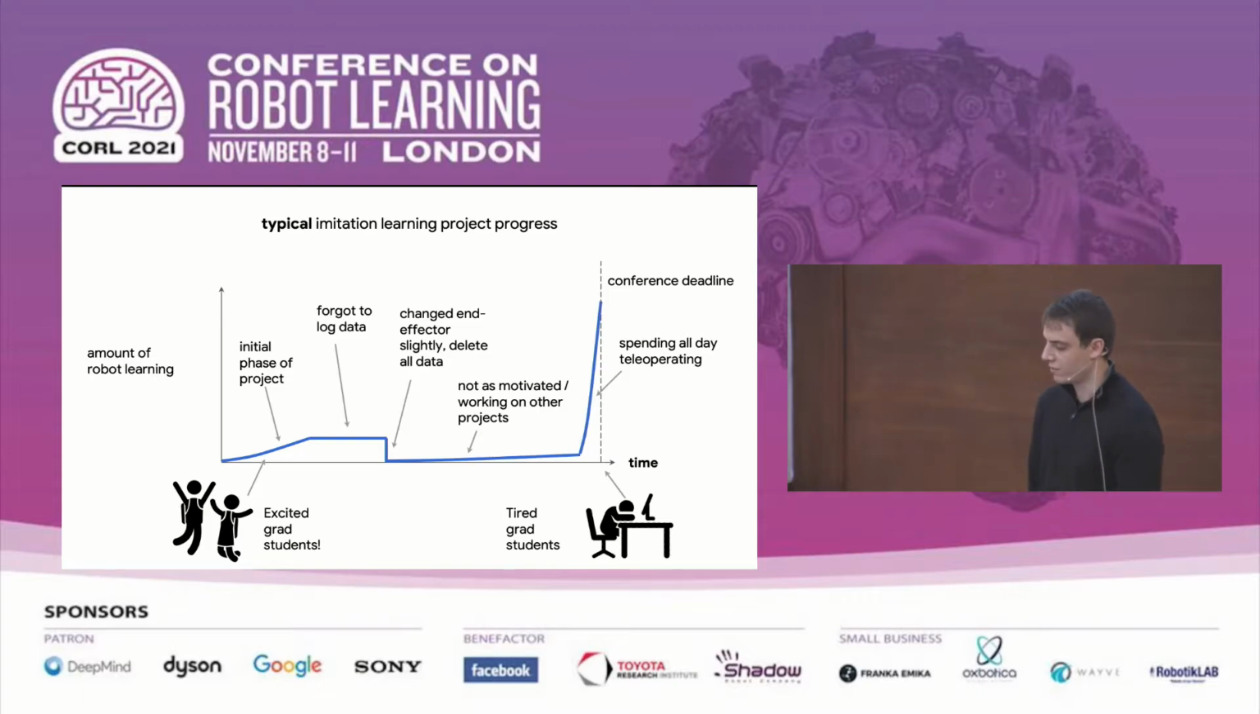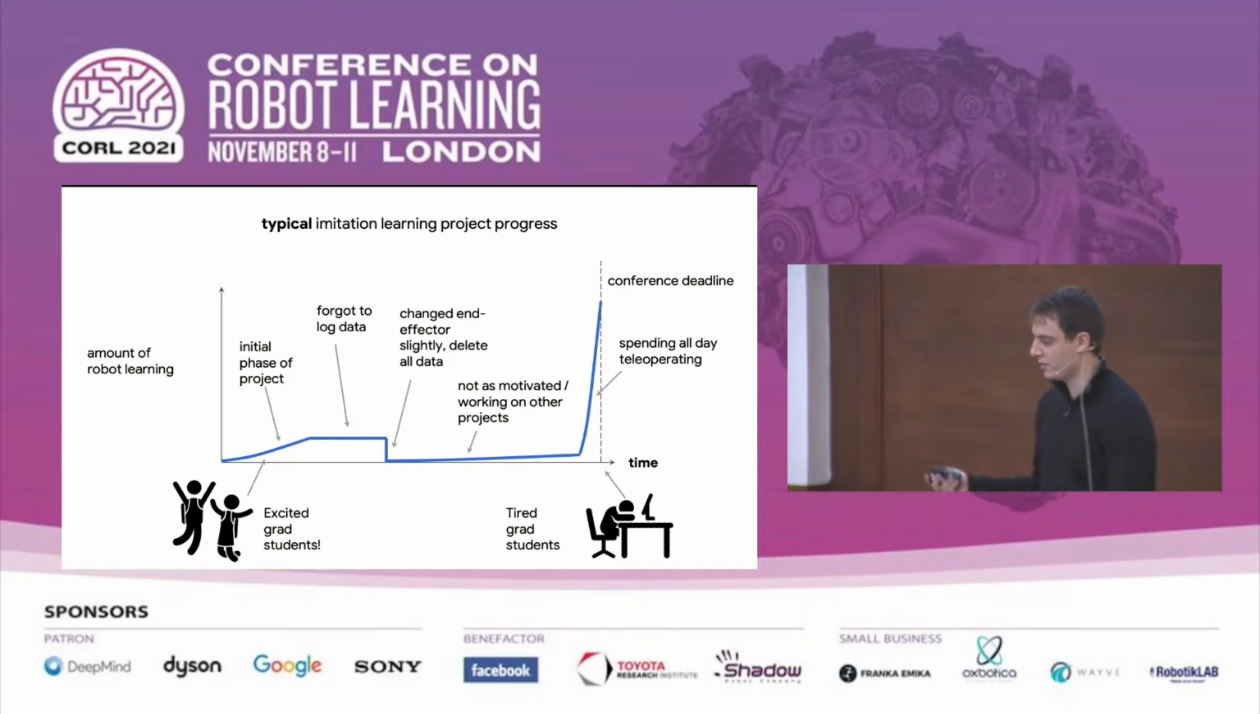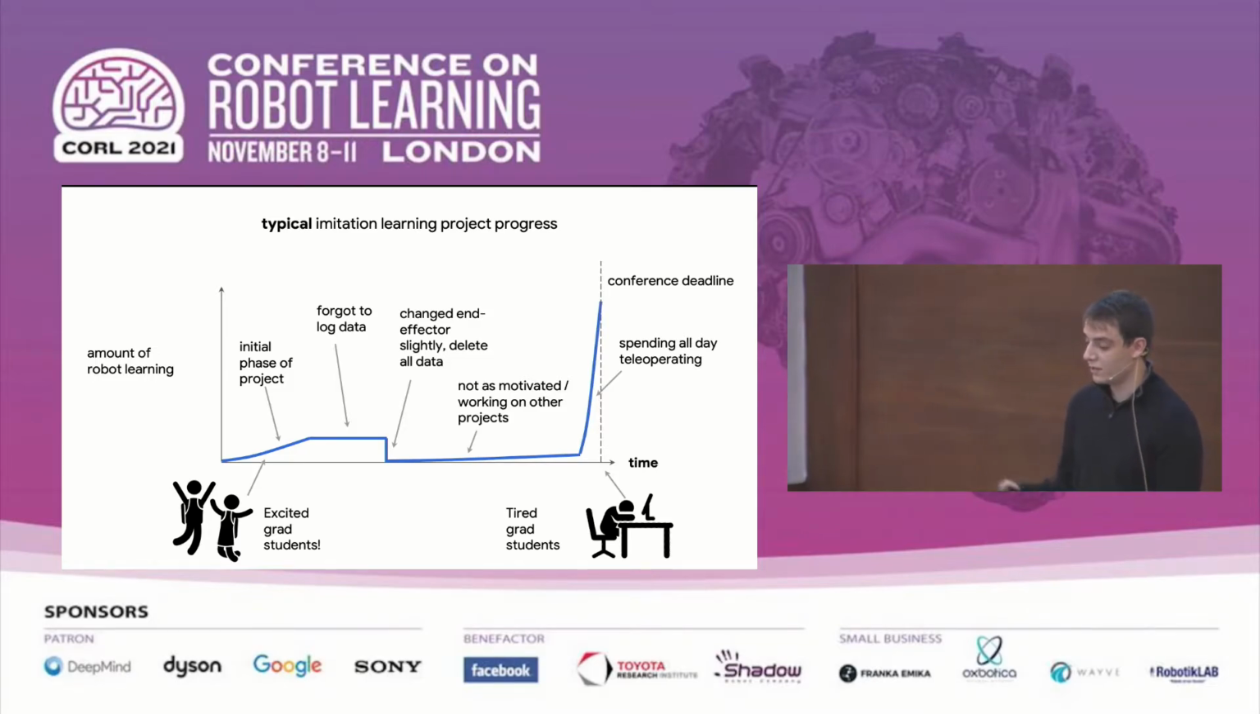your progress on the project will kind of look like this, where the amount of robot learning is kind of throttled by the grad student, and the availability of the hardware. So for example, you could forget to log the data, or you delete the data because you change your end effector. And so this isn't really scalable.